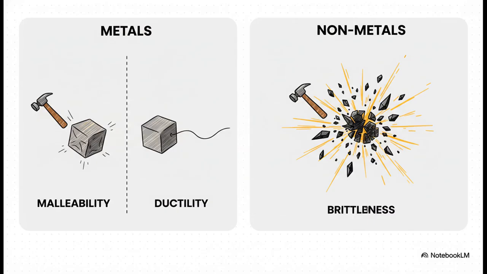Next, let's do a stress test. How do our suspects hold up under pressure? Metals are both malleable, which means you can hammer them into really thin sheets, and ductile, meaning you can stretch them into wires. This works because their atoms can literally slide past each other without the whole thing falling apart. Nonmetals, though, are brittle. You hit one with a hammer and it's not going to bend. It's just going to shatter into a million pieces.